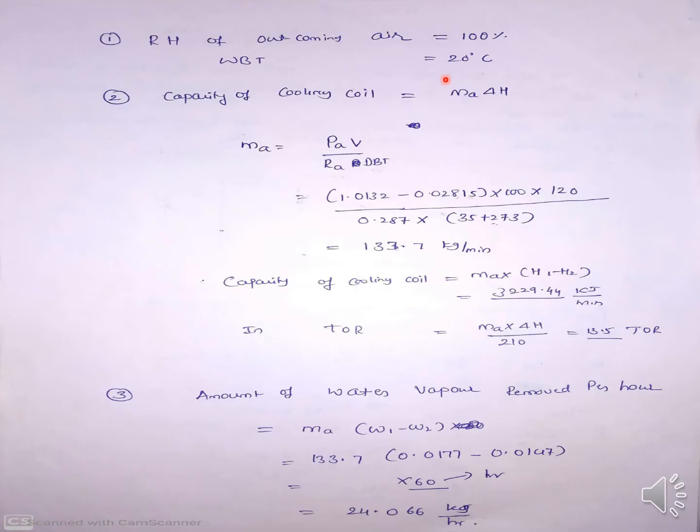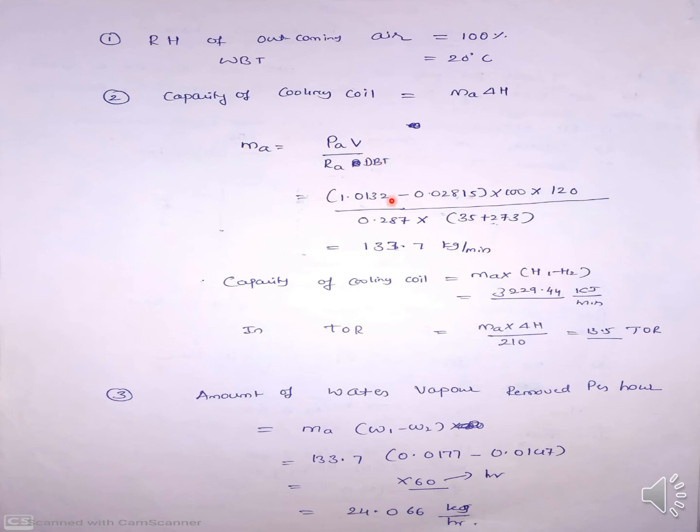RH of outcoming air, again I have written here, and WBT is 20 degree. Capacity of cooling coil, so I have written the formula. MA is equal to delta H. H1 and H2 values are known, but MA is not known to you. So MA is equal to PV is equal to MRT, right? So PV = MRT, T is nothing but dry bulb temperature, whatever he has written here.